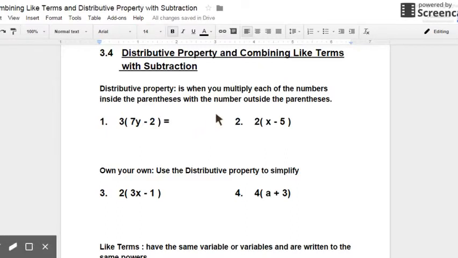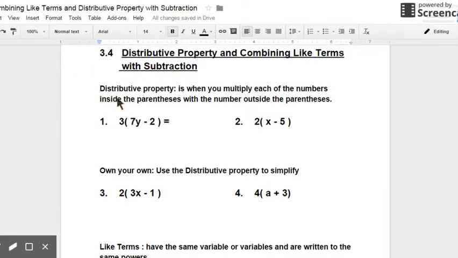Hello, students. Let's continue our conversation on distributive property and combining like terms. The first time we had all addition. This time we're going to deal with these two topics with subtraction. So let's go ahead and get started.